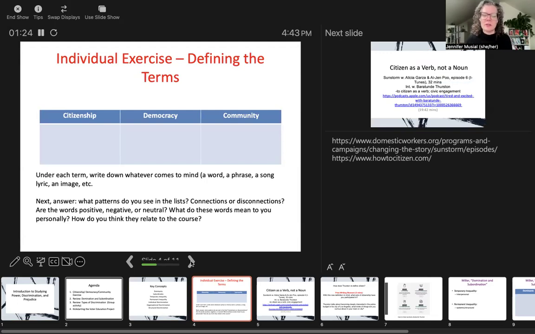And then next, what I want you to do is after you've come up with your list, do you see patterns in the list? Do you see connections or disconnections? Do you have a positive, negative, or neutral reaction to these terms? What do these words mean to you personally, and how do you think they relate to the course? I always enjoy doing this kind of exercise with my online classes and my in-person classes, and the discussion it generates is really fascinating for figuring out how these things sometimes are shared ideas amongst people, and sometimes they're quite different. So I recommend pausing the video right here so you can complete this exercise and then come back to it.